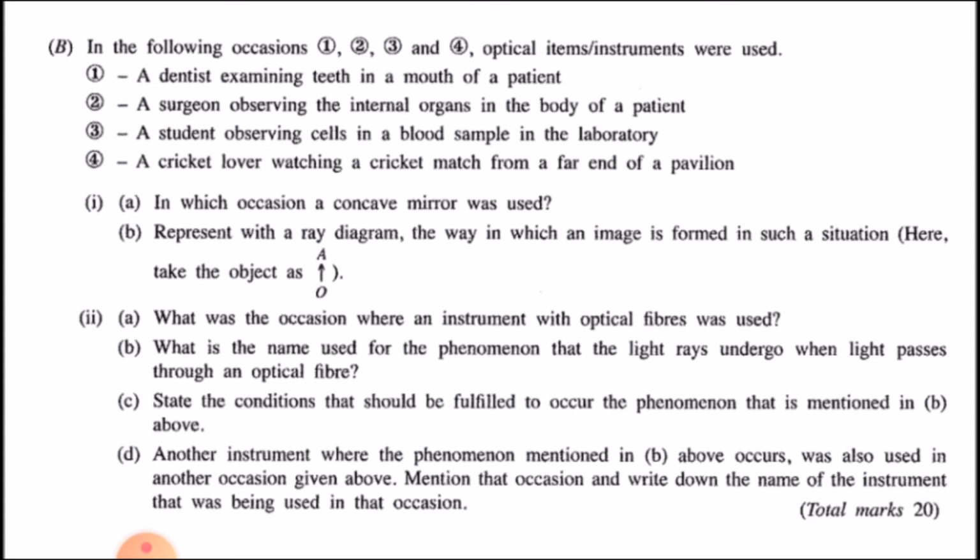Question B: in the following occasions 1, 2, 3 and 4, optical items or instruments were used. First one, a dentist examining teeth in the mouth of a patient. Second one, a surgeon observing the internal organs in the body of a patient. Third one, a student observing cells in a blood sample in the laboratory. Fourth one, a cricket lover watching a cricket match from a far end of a pavilion.